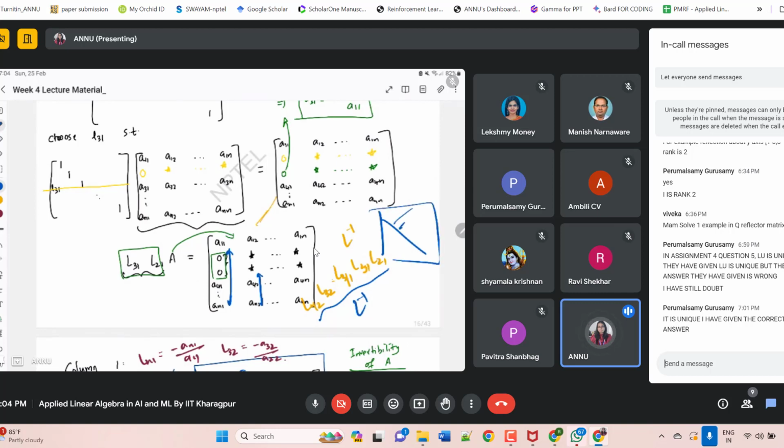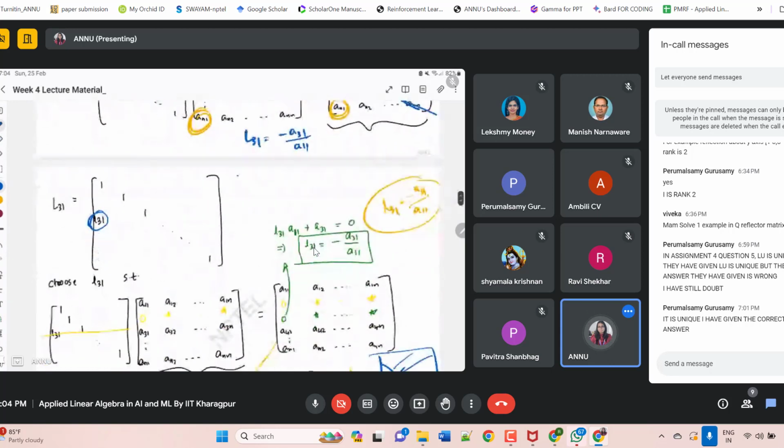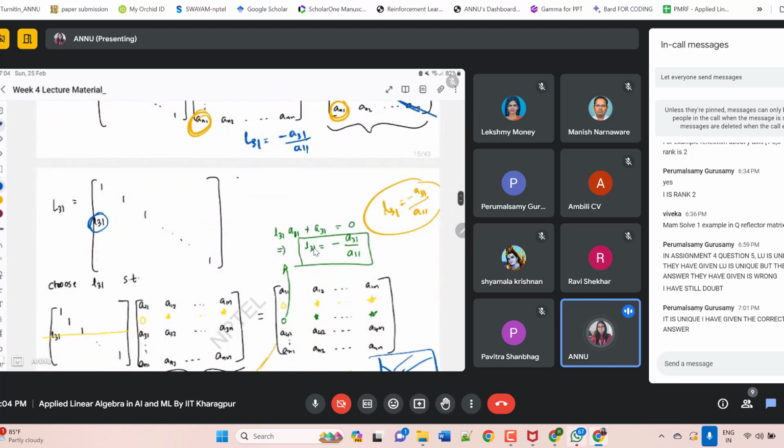Okay? This will have values, this will have 0. This is an upper triangular matrix. Why do we want to make this 0? Because we are making this into an upper triangular matrix, and the rest are all 0. So that's why you multiply with all these L matrices, such that you'll have a U matrix at the end.